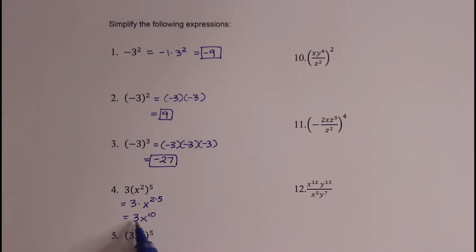And if there was something I could do with the 3, like maybe if I knew what this base x was, then I would multiply by 3 after. For now, I just leave it just like that. And that is the simplified answer.